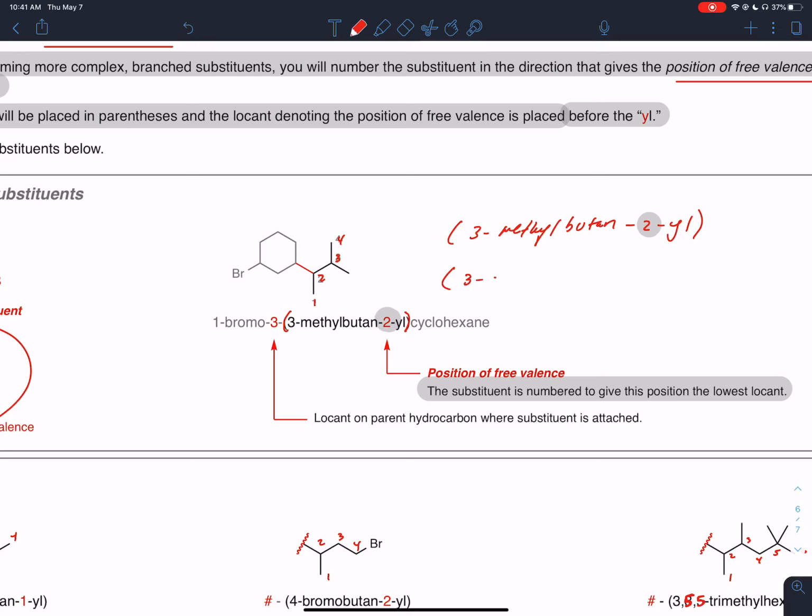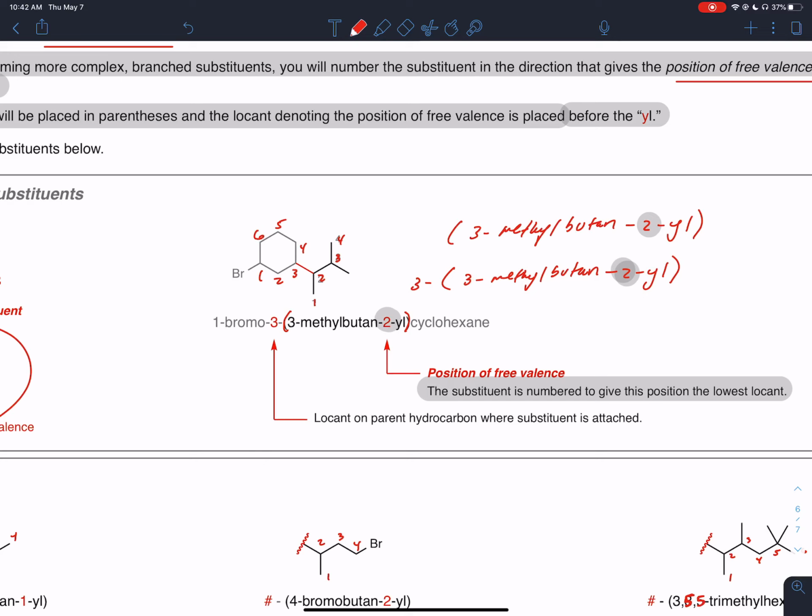So we say 3-methyl, there's a methyl at the third position on that chain. Butan, signifying that the longest continuous chain of the substituent is 4 carbons, and it's the 2 position of that substituent that is connecting to the parent hydrocarbon. The position of free valence on our substituent is the 2 position, and that is the entire substituent, and it was located at the locant 3 on our parent hydrocarbon.